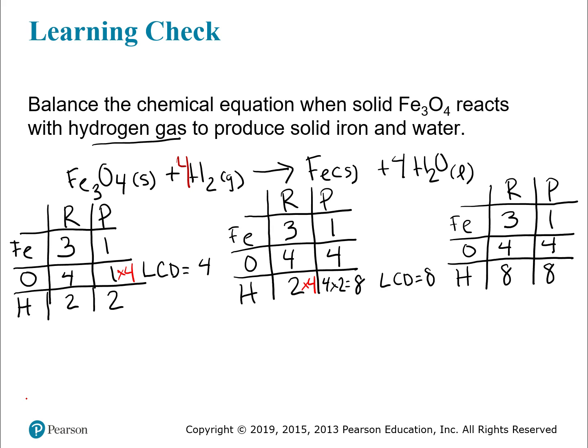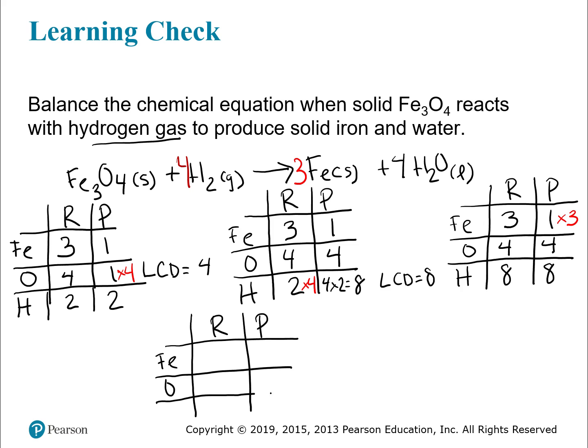The last thing we're going to balance is the iron. Lowest common denominator is 3. Put a 3 in front of the iron on the product side, and that should be it. But don't just leave it there. Do a final table to make sure everything is good like you think it is.